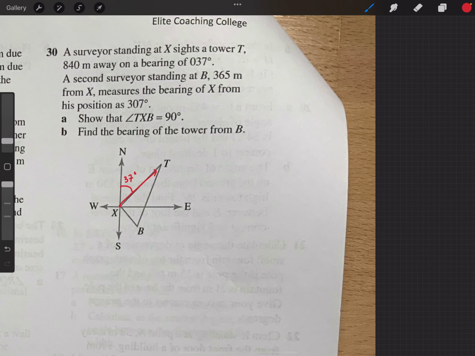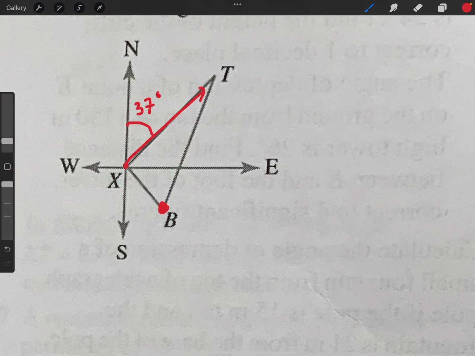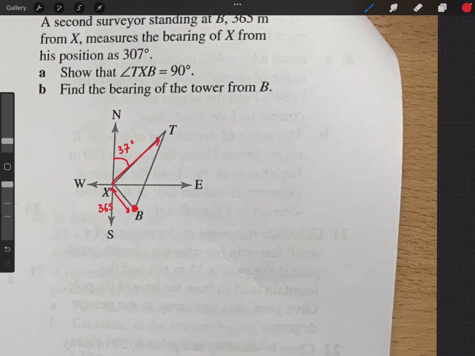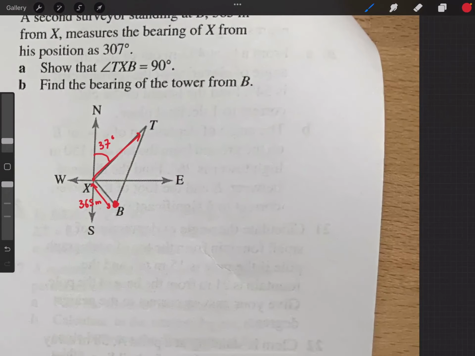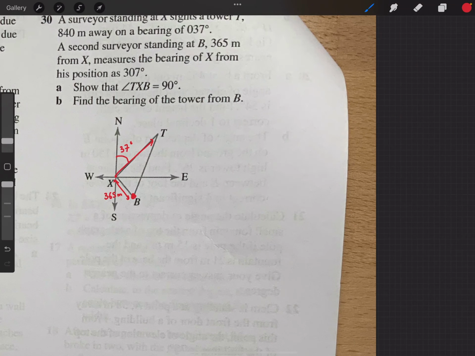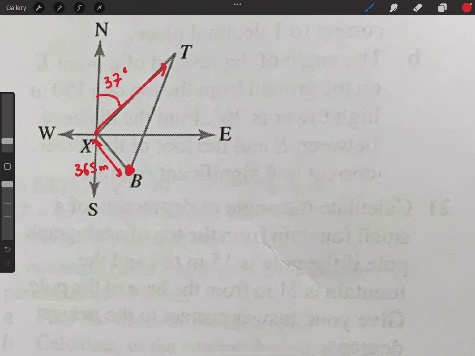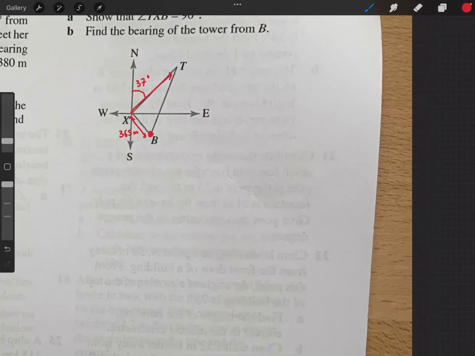A second surveyor standing at point B. Okay, so this is a second person. He's standing at point B, 365 meters from X. So that means the distance from X to B is 365 meters. From B he measures the bearing of X from his position as 307. Okay, so what that means is this.